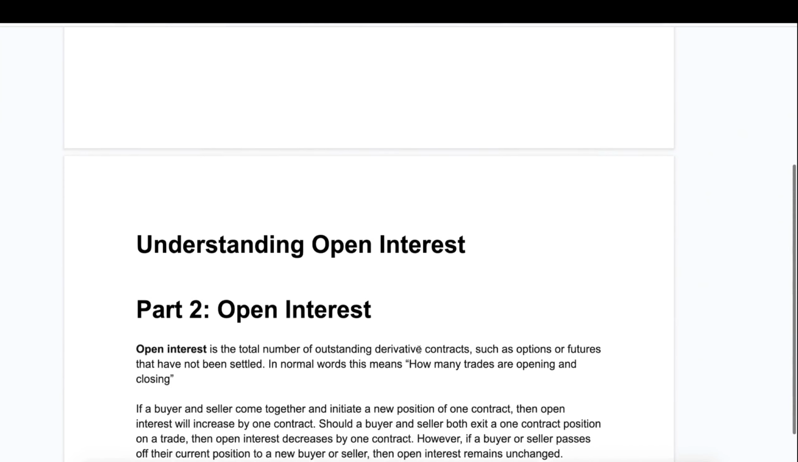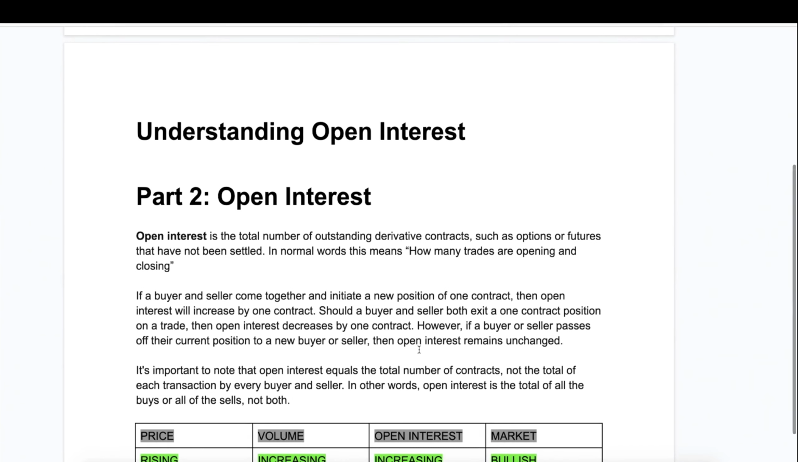So let's talk a little bit about open interest. Open interest is the total number of outstanding derivative contracts, options or futures, this is the technical term for it, that have not been settled, okay? However many contracts that have not been settled. In normal English, this means how many trades are open. How many trades are open?